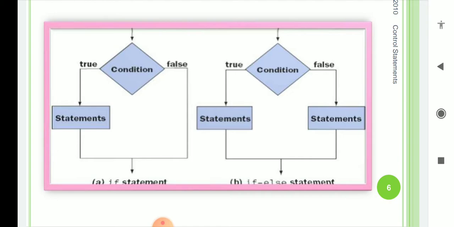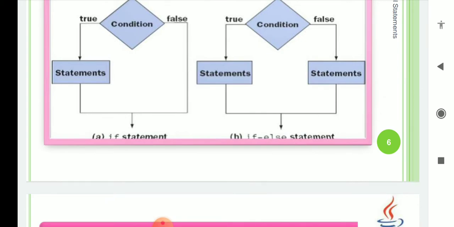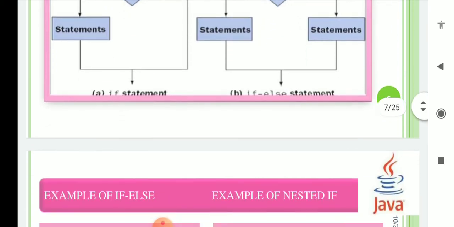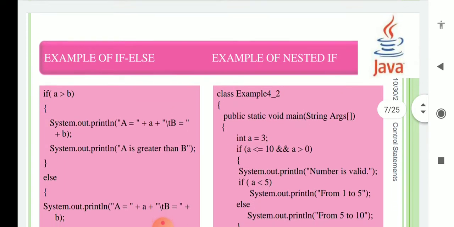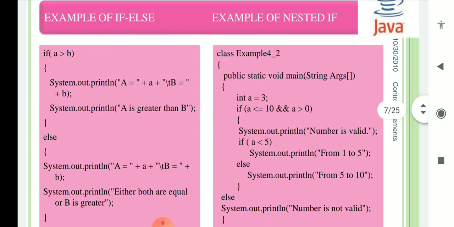If the condition block is true, the true statement will execute, otherwise the program will quit. When you are using the if else statements, first the condition is evaluated. If the condition is true, the statement will execute. If the condition is false, the else statement will execute. Then the program quits.